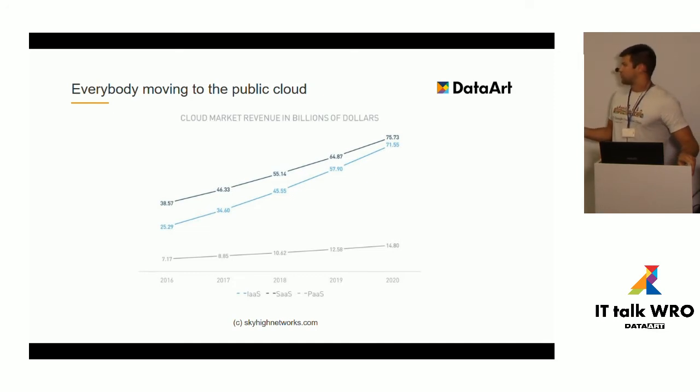Software is moving to the cloud at the same pace as infrastructure. So we see that this trend shows that public cloud is in high demand right now. But we also see a huge difference in dynamics between infrastructure as a service and platform as a service, which means that companies do not want to be stuck with proprietary solutions, which are usually used with platform as a service.